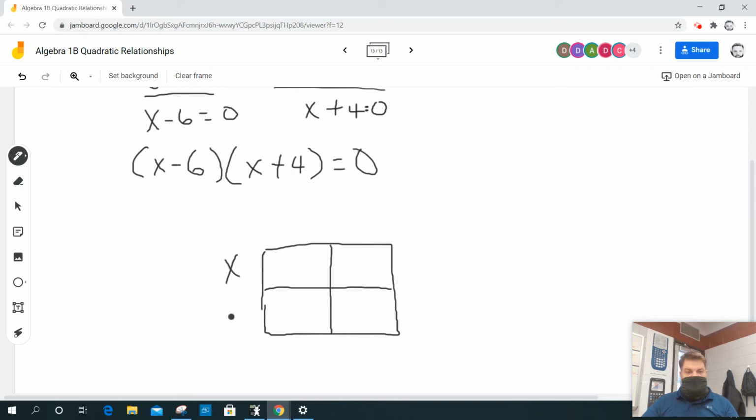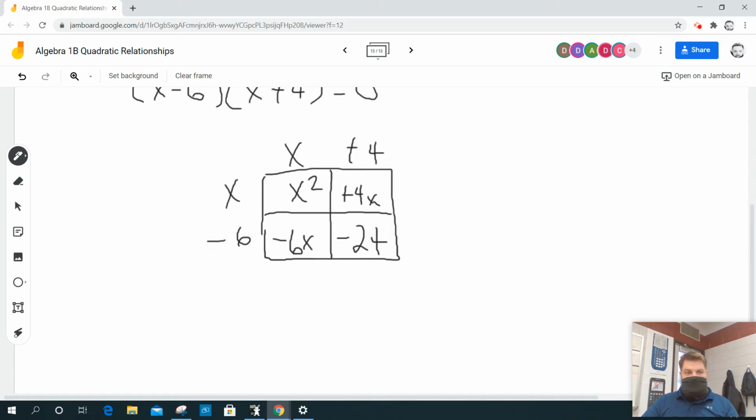I'm going to say x minus 6 times x plus 4. X times x is x squared. 4 times x is a positive 4x. Negative 6 times x is negative 6x. Negative 6 times positive 4 is a negative 24.